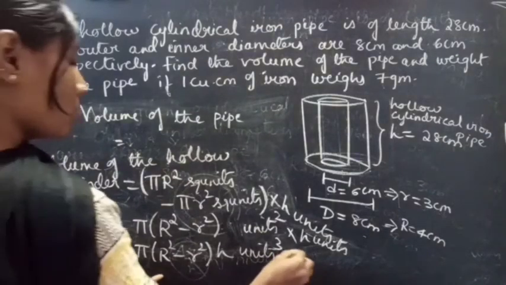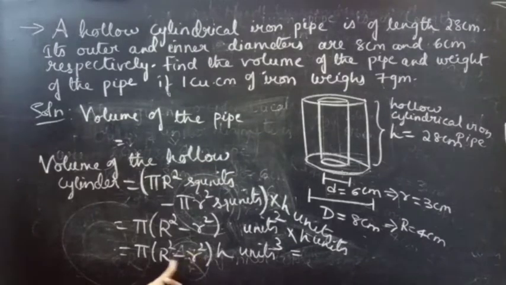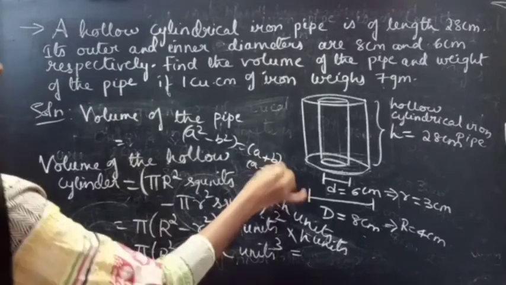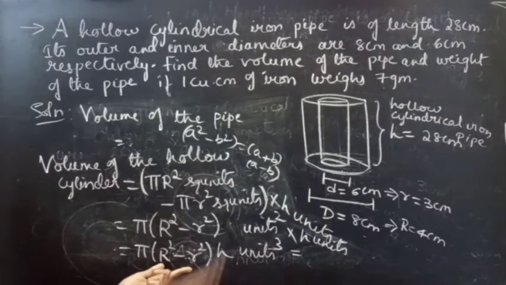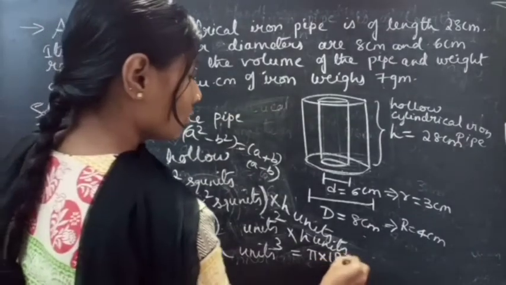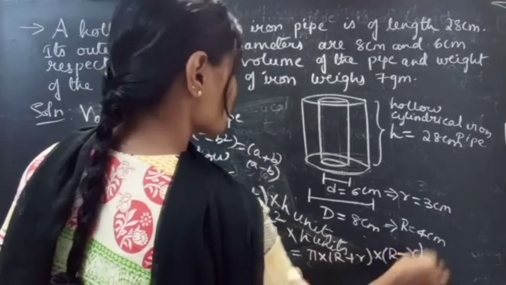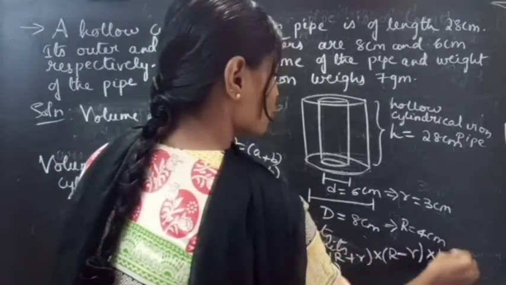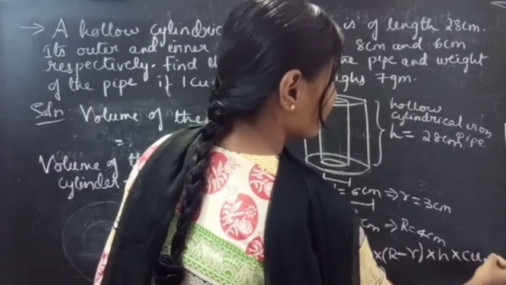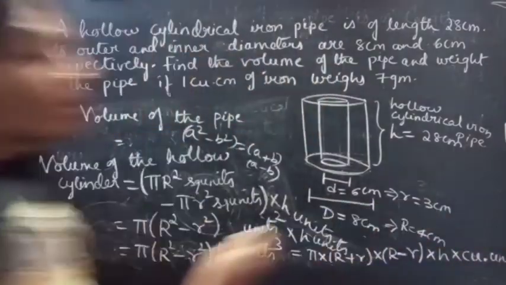Okay, since you're having capital R square minus small r square, which is of the form a square minus b square, you could write it as a plus b into a minus b, that is capital R plus small r into capital R minus small r. So you could write it as pi into capital R plus small r into capital R minus small r into h into units cube. You can write it as cubic units, cu for cubic.